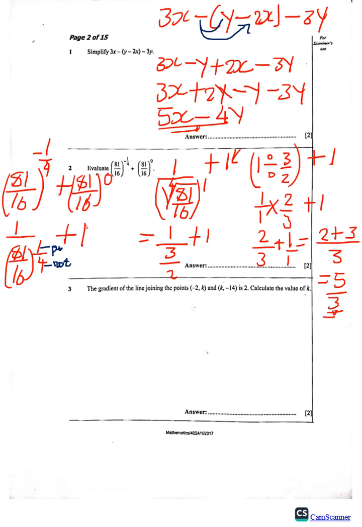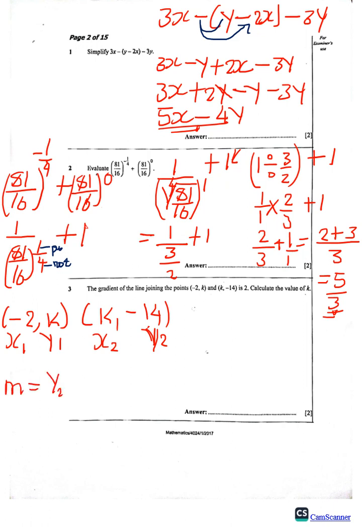Calculate the value of k. So we are dealing with a question where the gradient is given. So let's first write our coordinates. So here we have negative 2, k. So this will be our x1, y1. Then the other pair will be our negative 14 and k. Here, this is our x2, y2. So we can now proceed by writing the formula. So gradient is equal to y2 minus y1 divided by x2 minus x1.